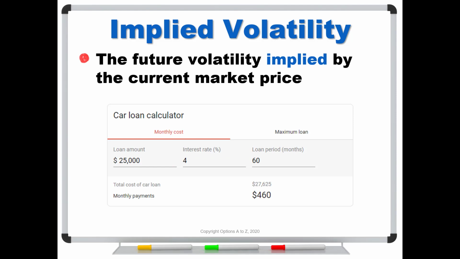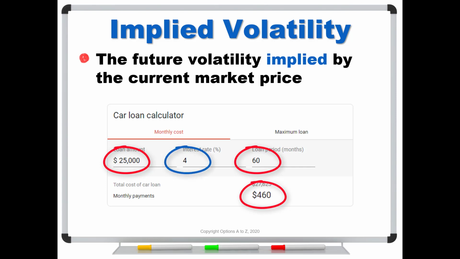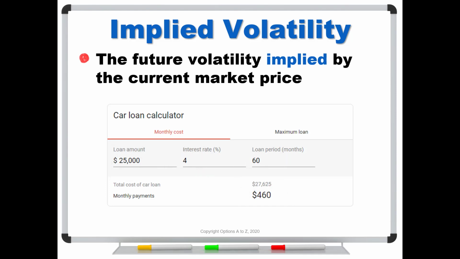But I could work this backwards. I could say if I'm willing to spend $25,000 for a car over 60 months and I want to spend a maximum of $460, what interest rate should I be looking for? Or what's the interest rate that would equate to that $460? It's 4%. So here I've inputted the $25,000, the 60 months, and the $460 price, and I worked it backwards. And I said, what is the interest rate that is implied just by the fact that I'm willing to pay $460?